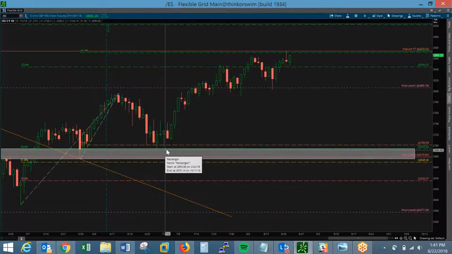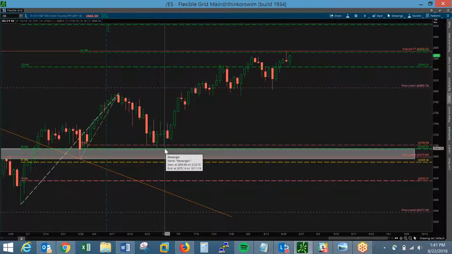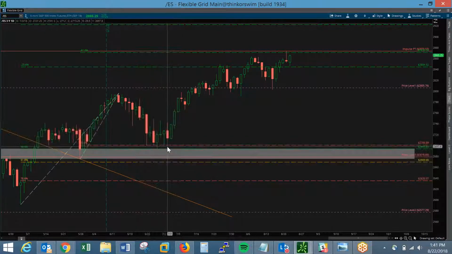You can see the separation between this second little test here. It's about 2698 down to 2694. So we've got about 4 points of separation from where I entered to where it dragged itself down to retest before taking off.